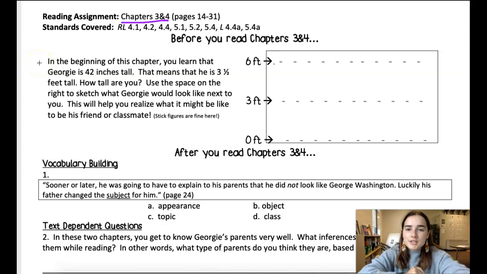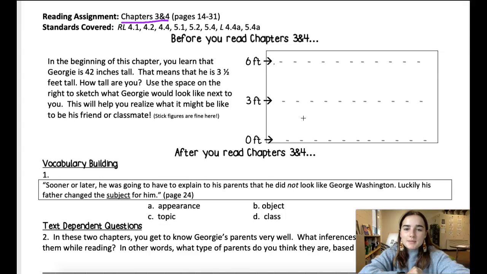Let's take a look at this first question. In the beginning of this chapter, you learn that Georgie is 42 inches tall. That means he is 3.5 feet tall. How tall are you? Use the space on the right to sketch what Georgie would look like next to you. This will help you realize what it might be like to be his friend or classmate. Stick figures are fine here.